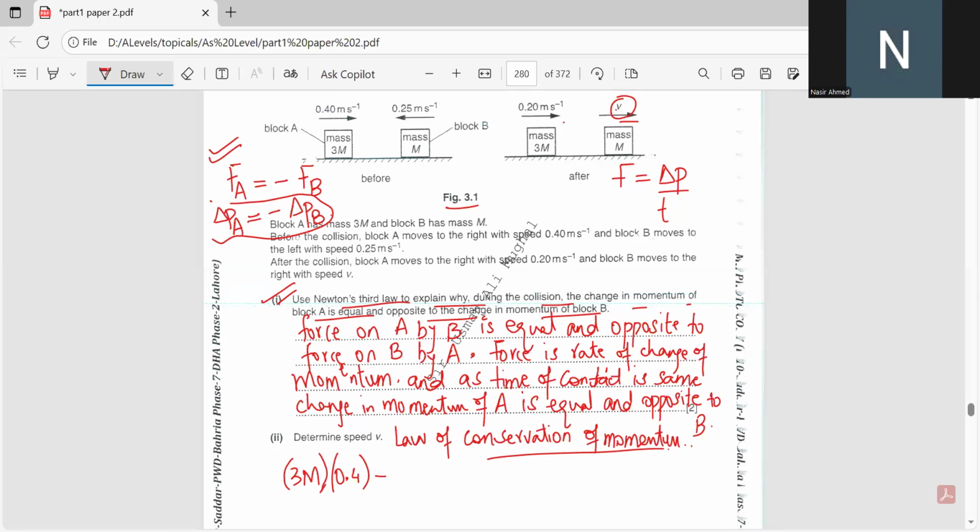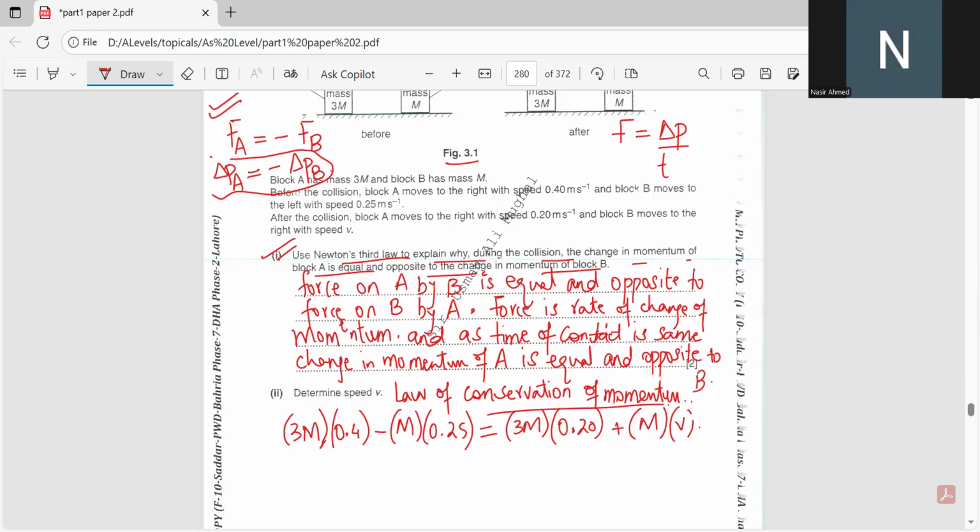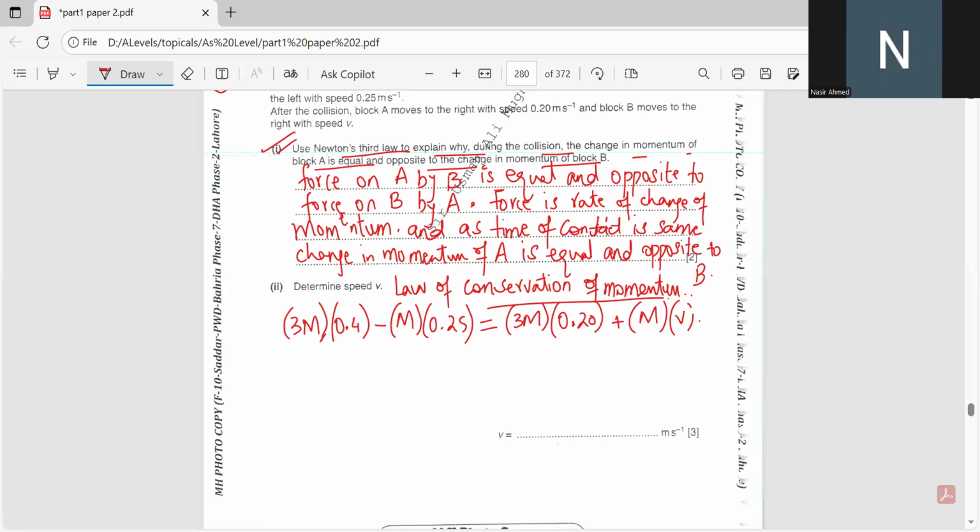Then it is to the left, it will be taken as negative, like m multiplied by 0.25. This will be equals to 3 times of m multiplied by 0.20 plus m multiplied by v. So this is how you are going to apply the law of conservation of momentum.